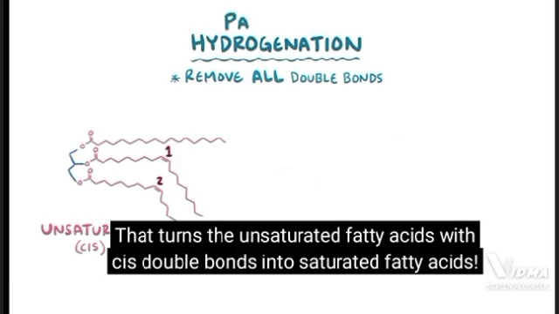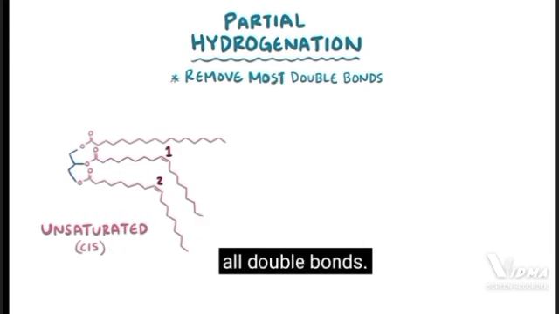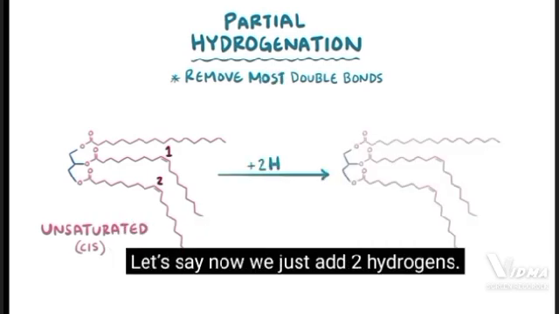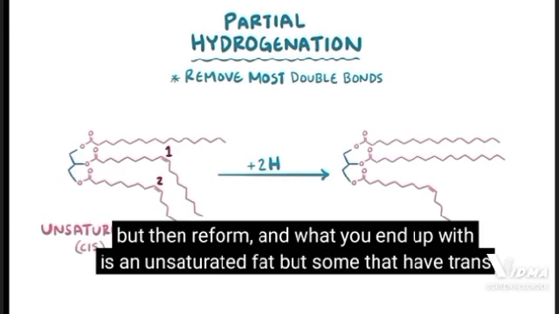Partial hydrogenation, on the other hand, refers to adding hydrogens to most, but not all, double bonds. So let's say now that we add just 2 hydrogens. When this happens, some double bonds can be turned into single bonds by the hydrogens, but then they might reform. And what you end up with is an unsaturated fat, but some of those fats have trans double bonds.